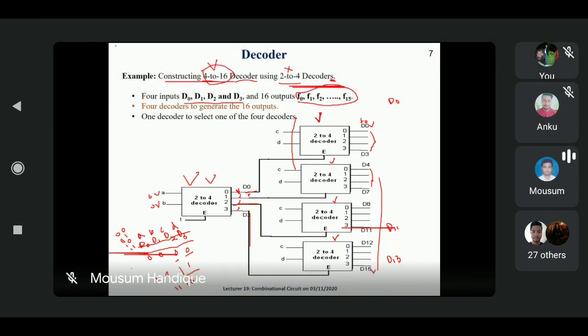So this way you can construct different types of decoders with the help of other decoders. Okay, so your concept must be cleared. This way we can design, for example, an 8 into 32 decoder, something like that, with the help of different types of decoders. There are many examples, solved and unsolved problems. You can just check your standard or normal textbook.